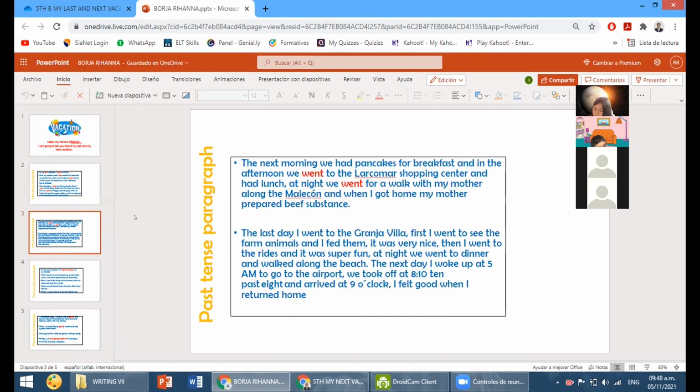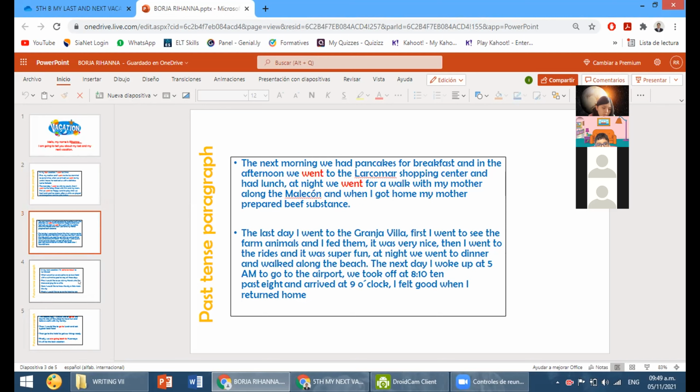The next morning, we had pancakes for breakfast. And in the afternoon, we went to the Larcomar Shopping Center and had lunch. At night, we went for a walk with my mother along the Malecón. And when I got home, my mother prepared beef stew.